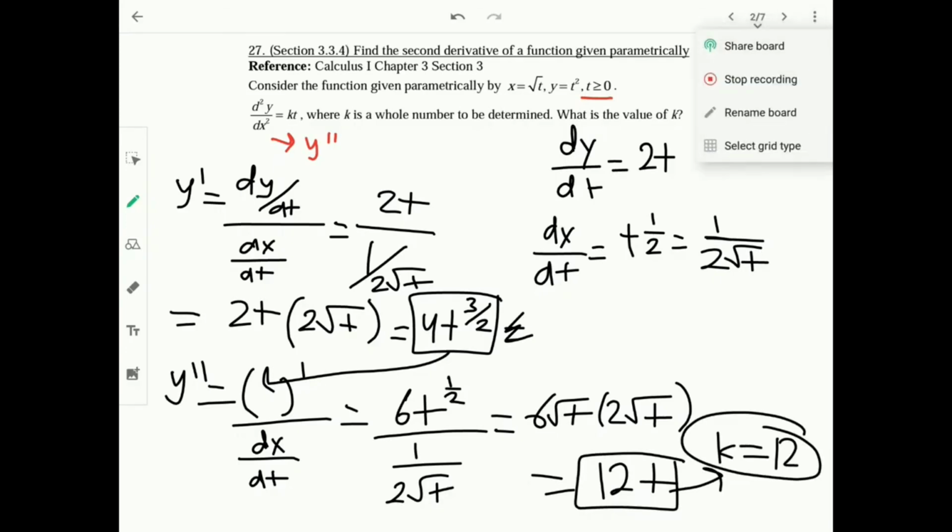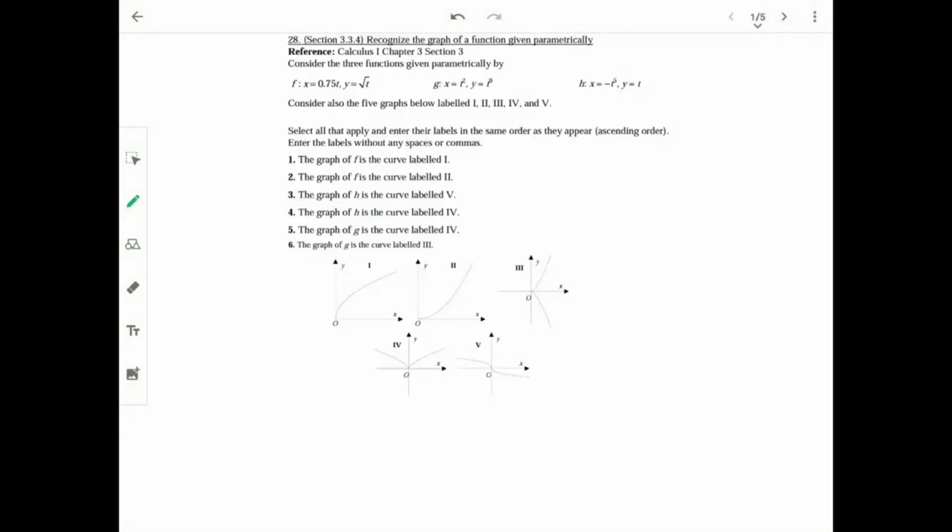That's it. Question 28. Recognize the graph of a function given parametrically. We have three functions here, f of x, g of x, and h of x, where we have x and y given in terms of t. We have 6 options and 5 graphs, and we have to see which of the options are correct. I'll give you a few seconds, you can solve, and then we'll check together.